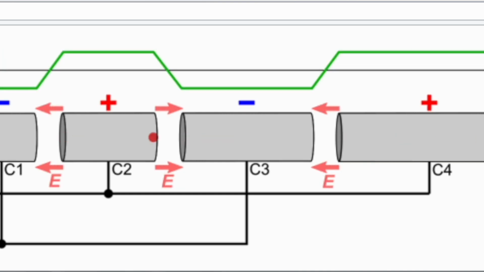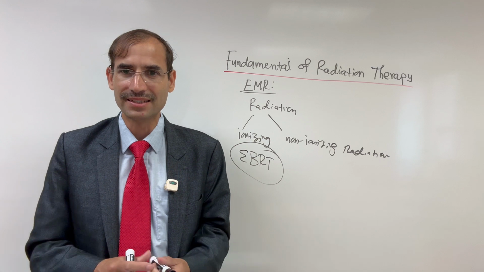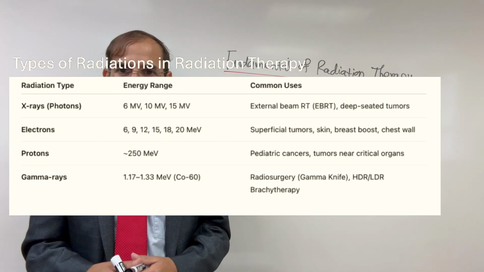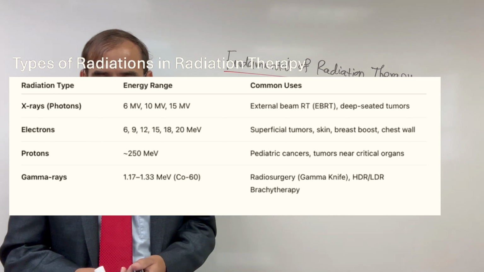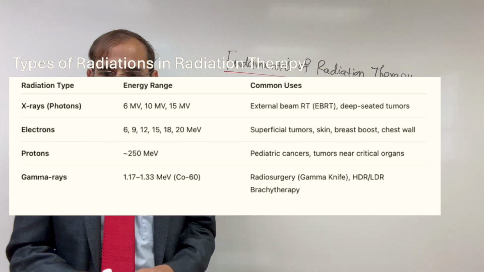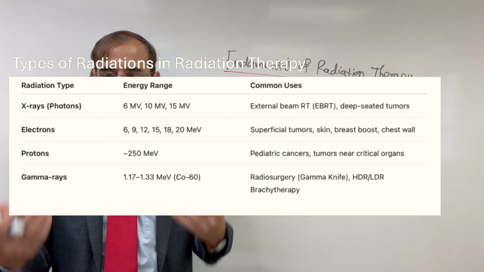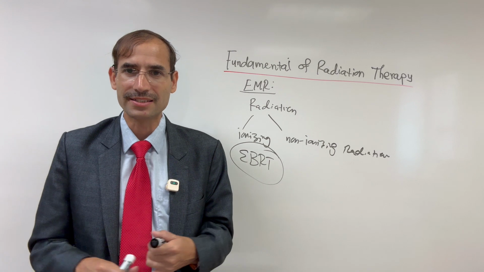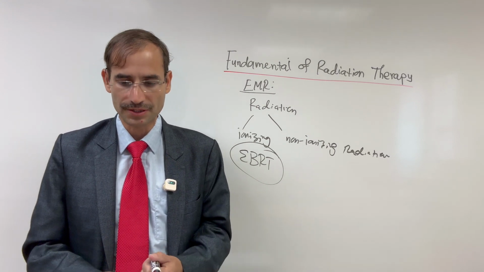To treat this kind of tumor, we have to use electrons as the radiation in radiation therapy. When we use the electron, we use 6 mega electron volt, or 9, or 12, or 15, or 18 and 20 mega electron volts. Electron energy is used to treat superficial tumors.